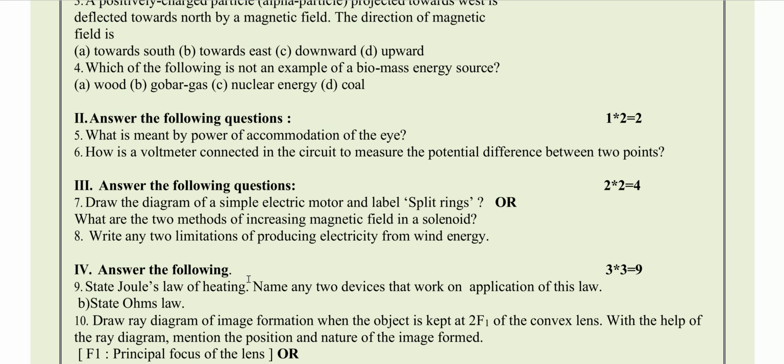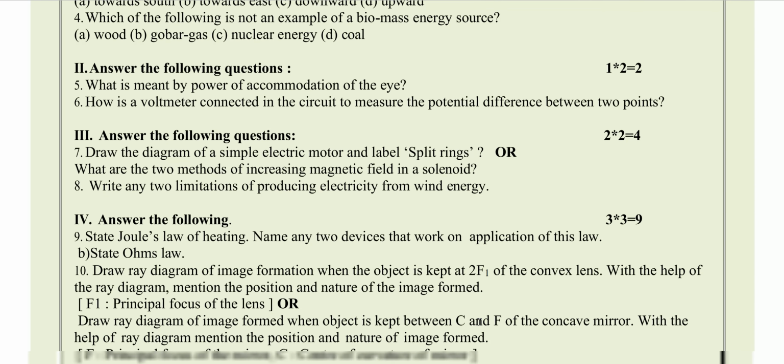Next question. Answer the following questions. State Joule's law of heating. Name any two devices that work on the application of this law. State Ohm's law. Then next question. Draw a ray diagram of image formation when the object is kept at 2f1. What is 2f1? C. 2f1 is also called as C.